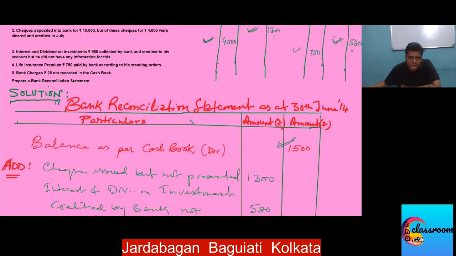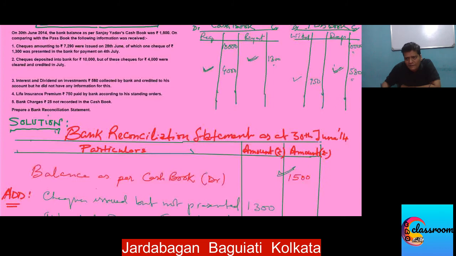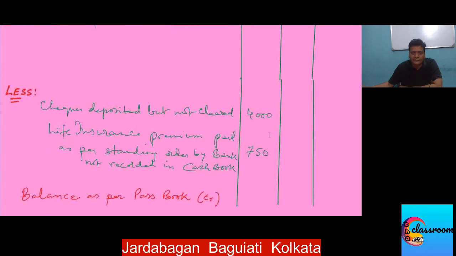And the last one is bank charges, rupees 25, not recorded in the cash book. It means the bank has debited our account with the bank charges. The bank will deduct the charges from our account, so it has entered 25 rupees on the debit side. As a result of this, the passbook balance is reduced. We have been given the cash book balance, which is now higher. We want to reconcile with the passbook, so we will come down. So we will reduce 25 to reach the passbook balance.